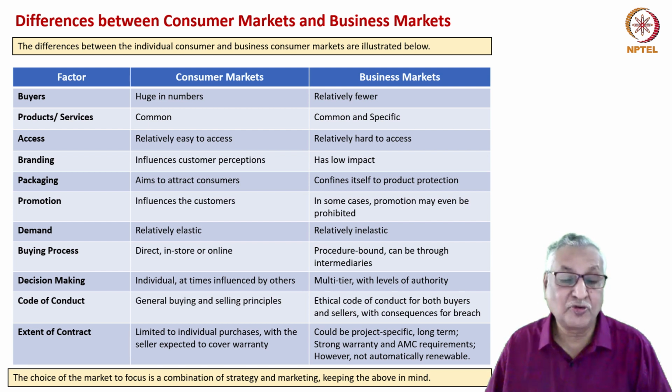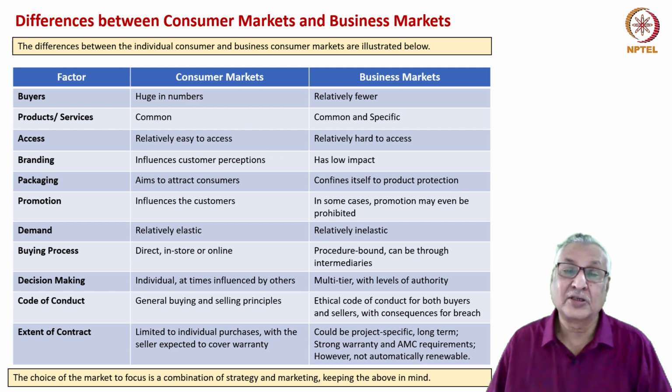The choice of the market to focus is a combination of strategy and marketing, keeping the above in mind. Again, coming back to the foods or edible oil industry, the companies have got the option to completely stay away from the business markets and focus only on the consumer markets. But on the other hand, if the company believes that the business markets, which may include super chains and modern trade channels catering to consumer markets, would be the proxy in future for consumer markets, they may try to satisfy the business markets to an equal extent. So who would serve as proxy to whom is a point to be understood when the markets are evolving.